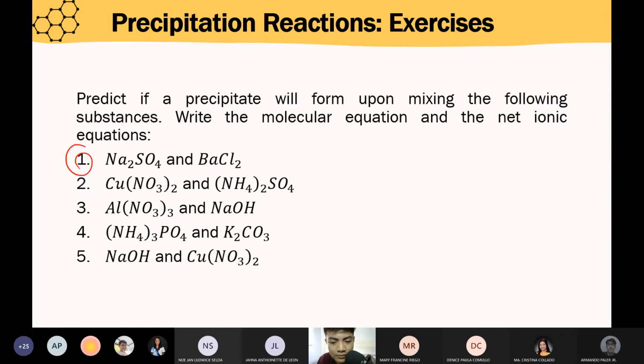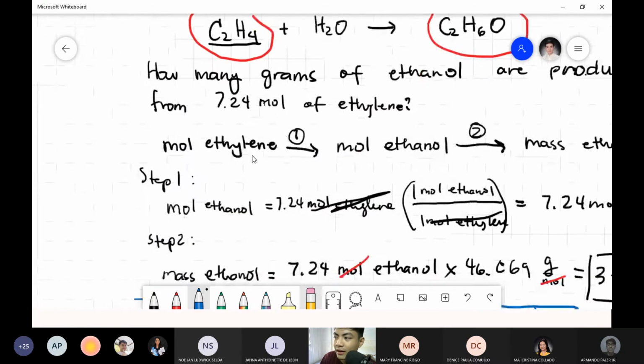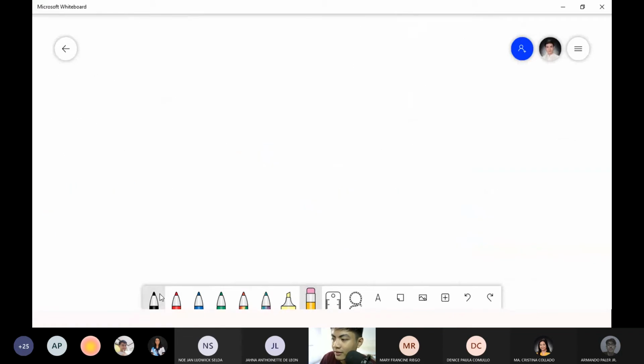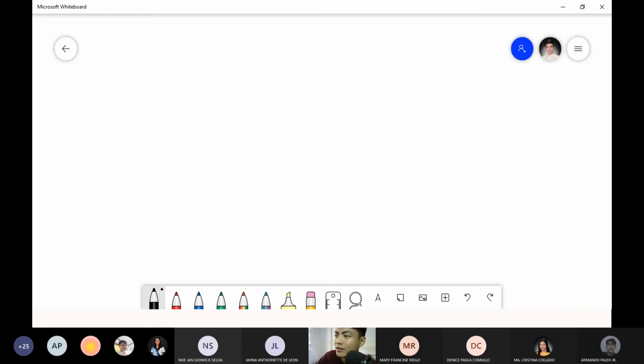Sige. Let me just open my whiteboard. Nasa stoichiometry na kami. Sana kayo lang. Anyway. Yan yung sa lab. Anyway. So, sige. Ano yun? Sodium sulfate, barium chloride. Number 1.